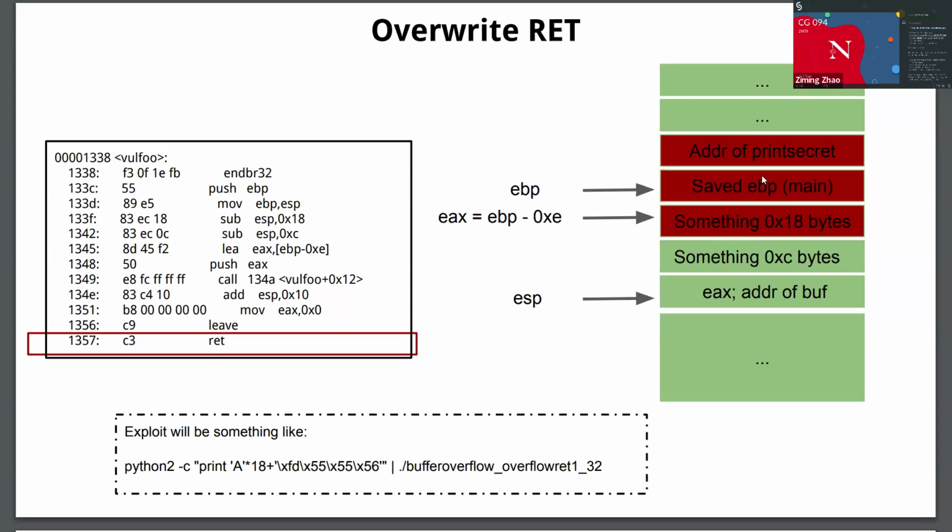Now after that 18 bytes, we have 4 bytes of address, and we use the address of print secret. So there is already a function, print flag, print secret, right? We use that address. So when it returns, it will return to print flag. Okay. So the exploit will look like this. First of all, this one takes input from stdin, so we have to pipe into this, right? Not from the command line argument. So 18 bytes of garbage, the return address, pipe the whole thing into the program.